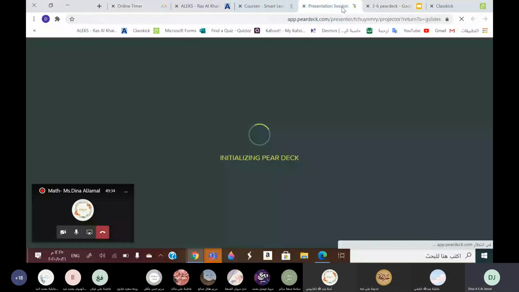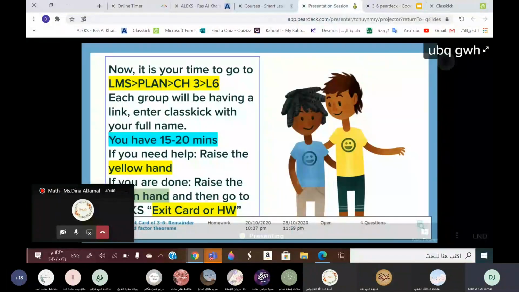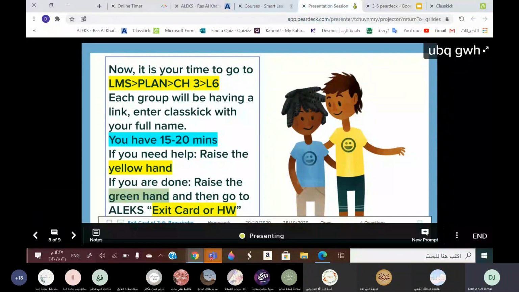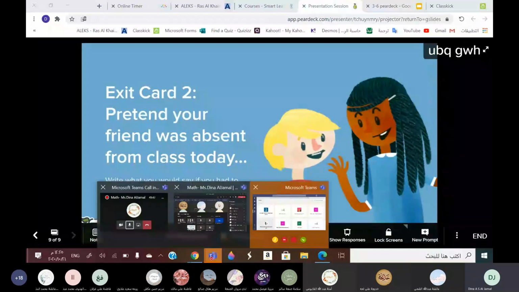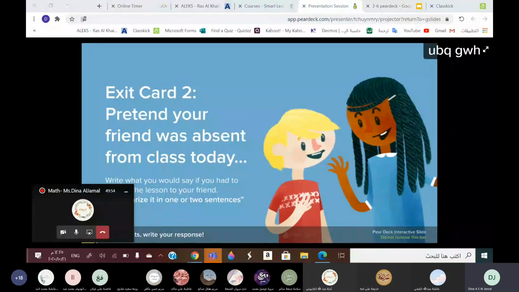Now let's go to the last exit card, which is discussion. It is a type of discussion, but in another way. Now, pretend your friend is absent today. What will you explain to her? Only in 1 or 2 sentences. Write your response and then I will choose 3 guests to tell me what they want to explain to their friends.